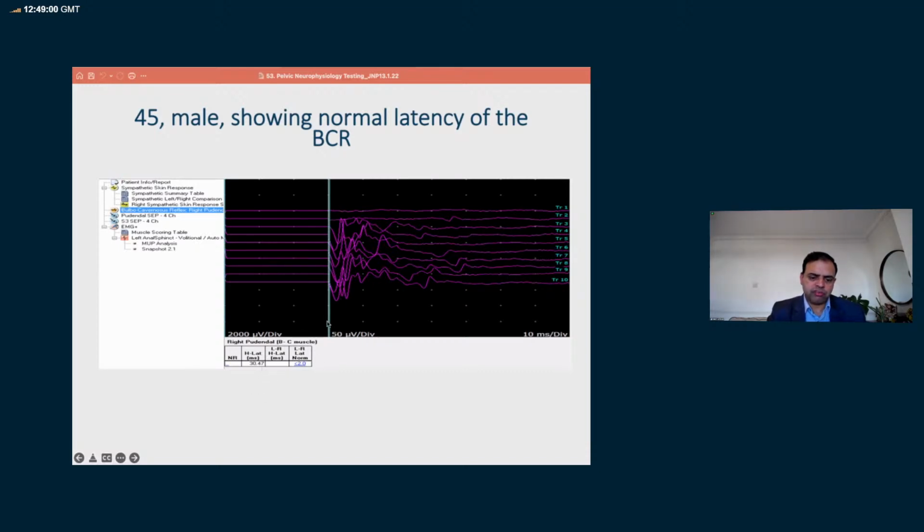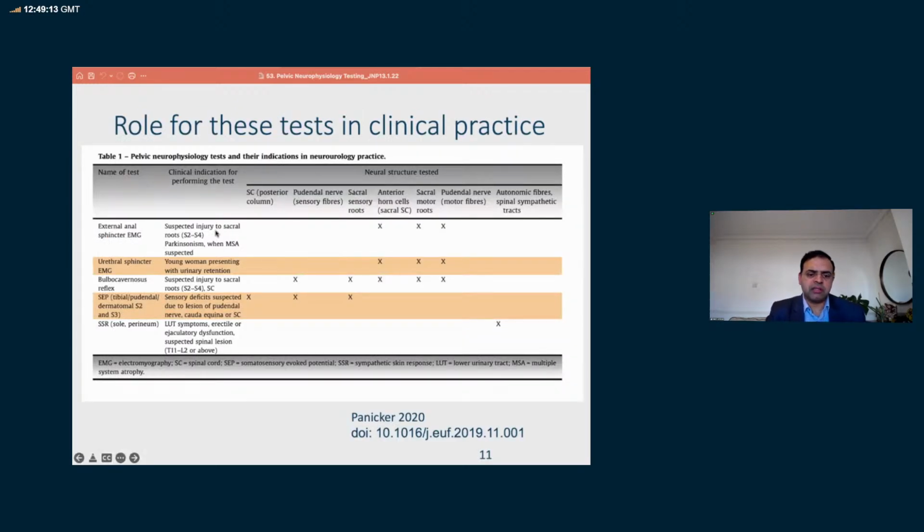The latency here was 30 milliseconds, so well within the range for men. And we have a response like this, which tells us that the integrity of that peripheral pathway is intact. So in conclusion, you have a battery of neurophysiology tests, such as the EMGs, the bulbocavernosus reflex, different sensory evoked potentials, and sympathetic skin response.